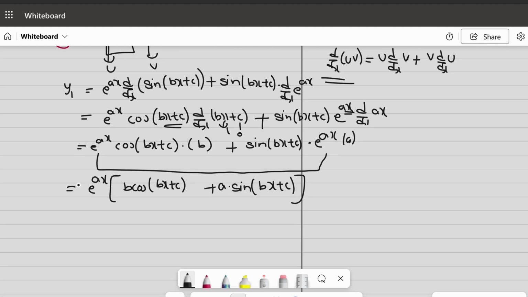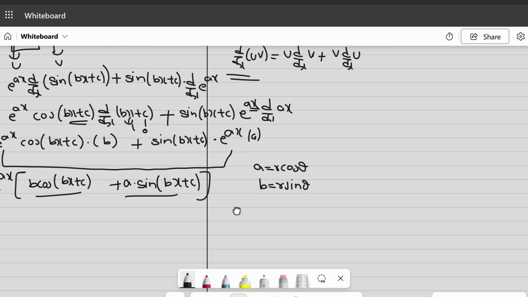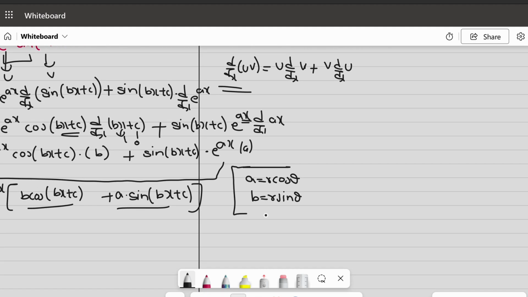Now guys, for y1 we are getting 2 terms, for y2 we will get 3 terms, and for y3 we will get 4 terms, and like that it will keep increasing. So we cannot derive the nth derivative with the help of that pattern. To resolve this, we have one more technique, that is replacing a and b values with r cos theta and r sin theta, that is a equal to r cos theta and b equal to r sin theta. And I will also explain how these values came.